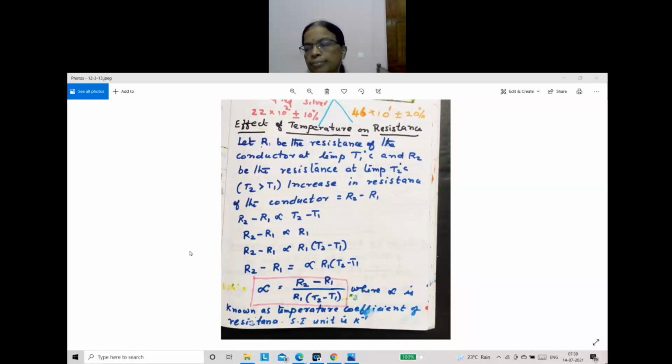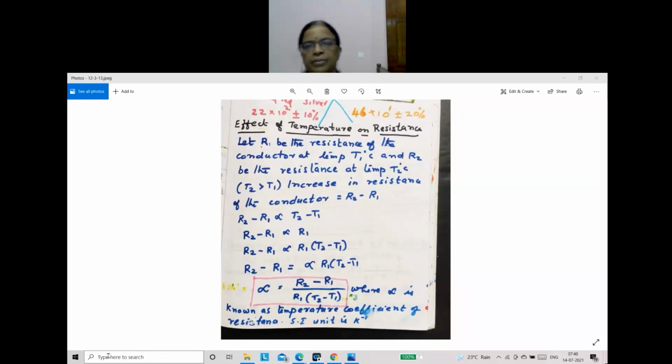Do you remember? According to Ohm's law, V equal to IR, so R equal to V by I. And we told R is a constant for a material. At the time of defining Ohm's law, I told you that you have to specify the condition. What's the condition? Temperature is to be kept constant.